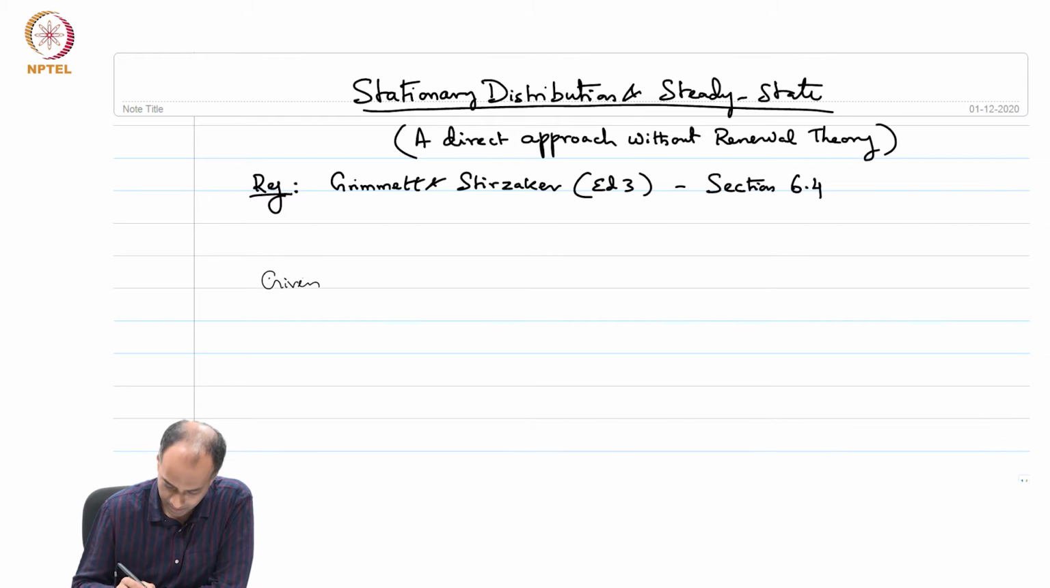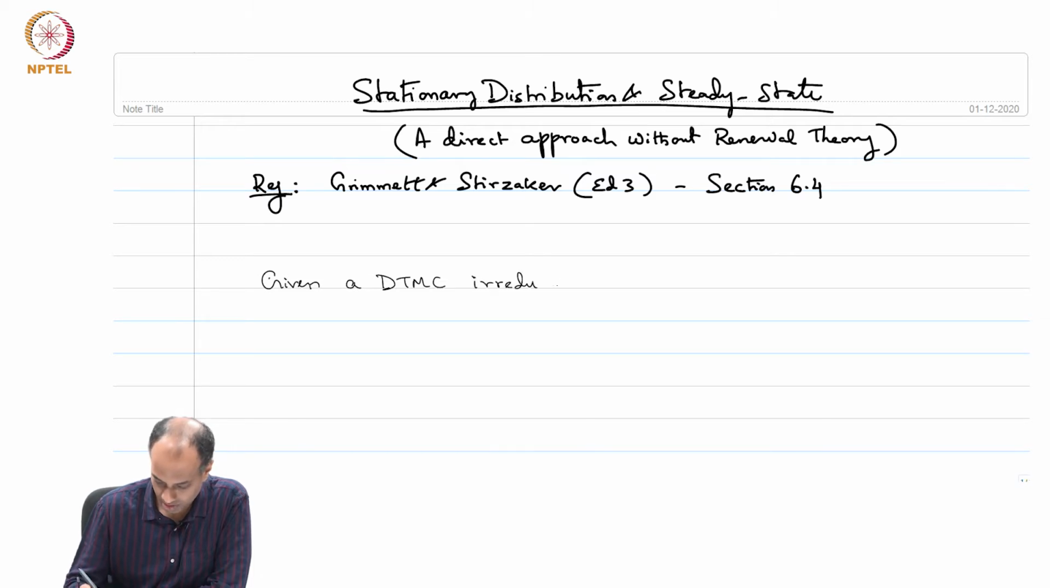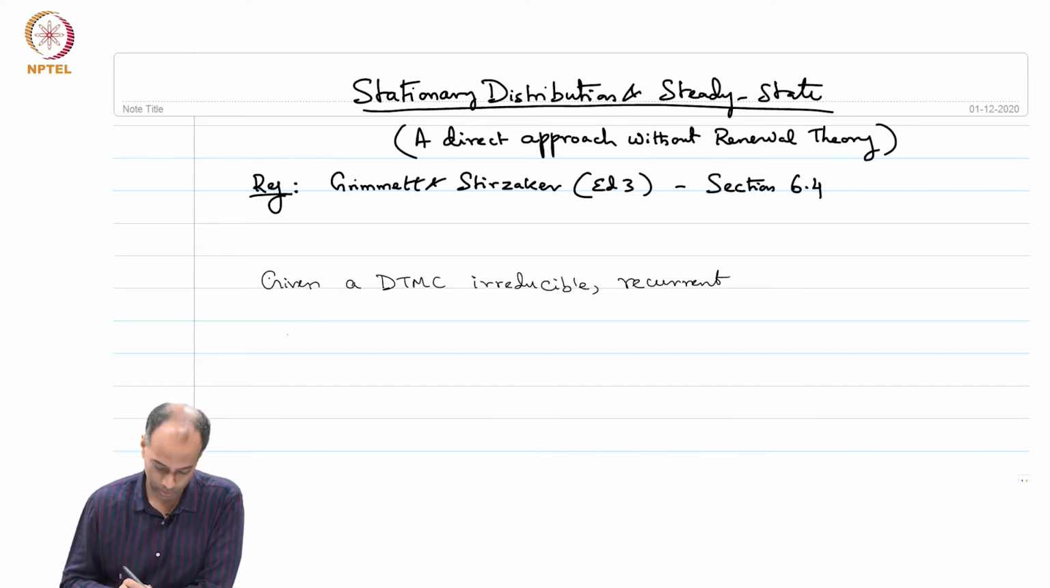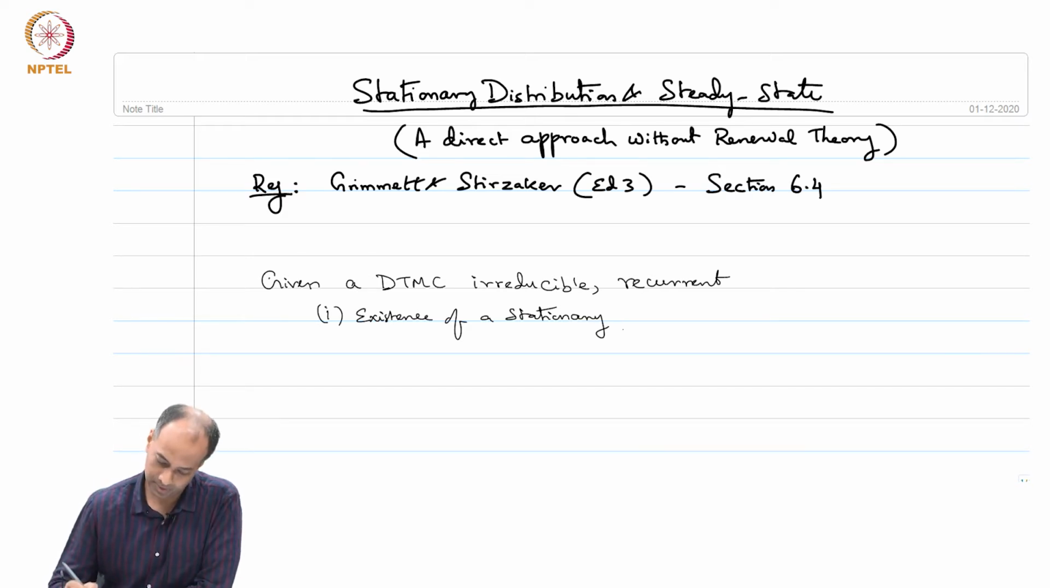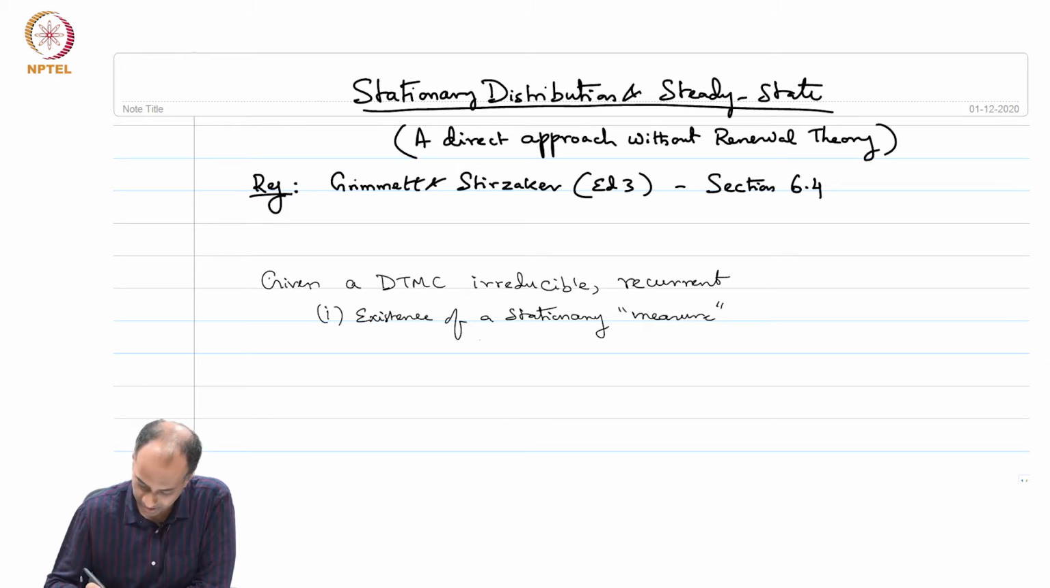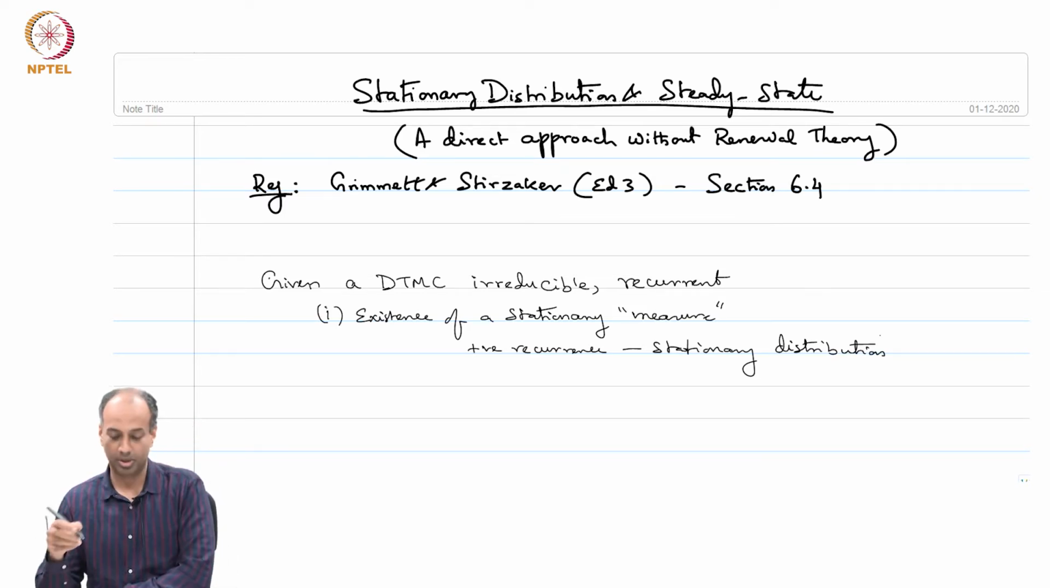So, I am given a DTMC which is irreducible and recurrent. I want to prove the existence of a stationary distribution; more precisely, the existence of a stationary measure. In the case of positive recurrence, the stationary measure will be a stationary distribution. I will tell you what I mean by a stationary measure. It is a counting measure that we will introduce.